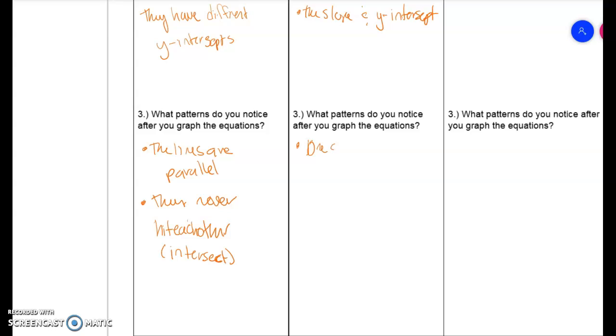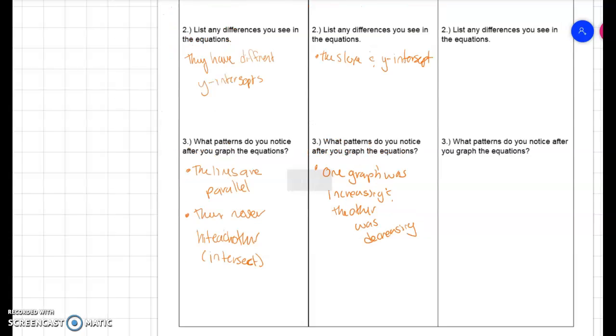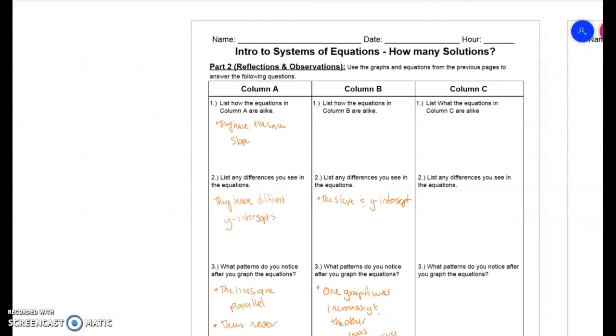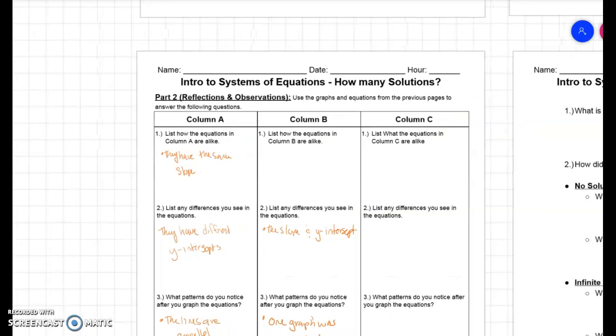One graph was increasing, and the other was decreasing. Or you could say one had a negative slope, one had a positive slope. Anything like that would work. So we're going to leave the alike alone for right now. Let's look at column C.